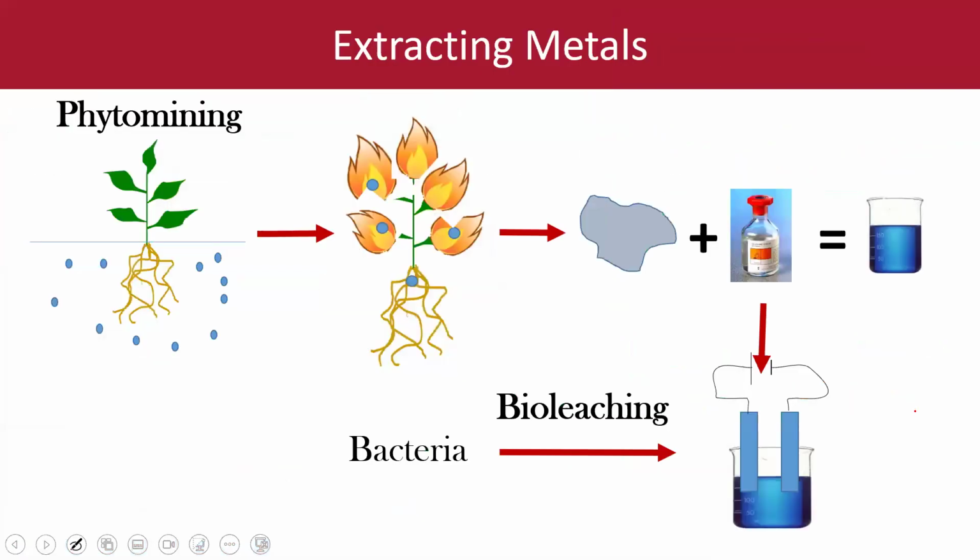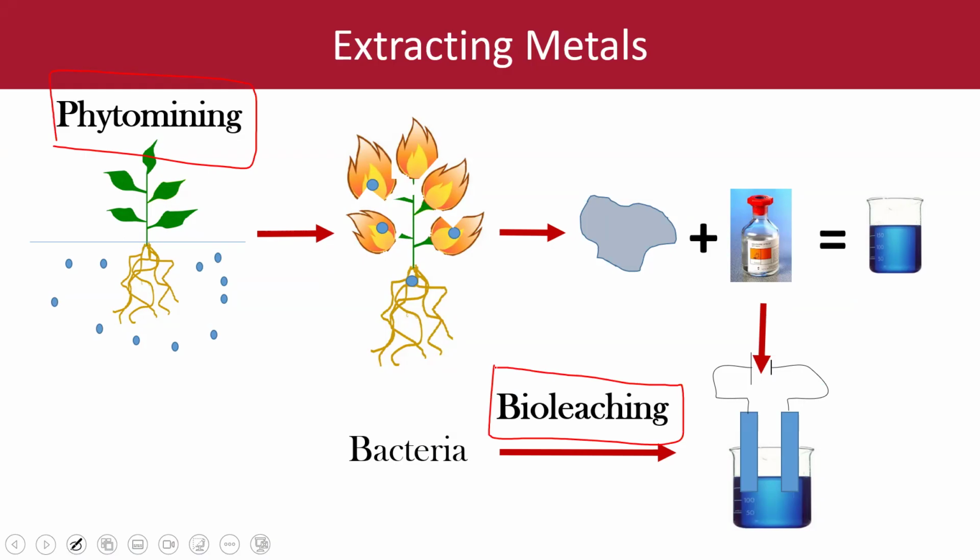Okay, now other ways of extracting metals. I don't think they're going to ask you about the blast furnace, and I don't think they're going to ask you about electrolysis, but you kind of need to remember those. There's two other methods. One is called phytomining, and one is called bioleaching. These words are highly likely, I think, to come up.